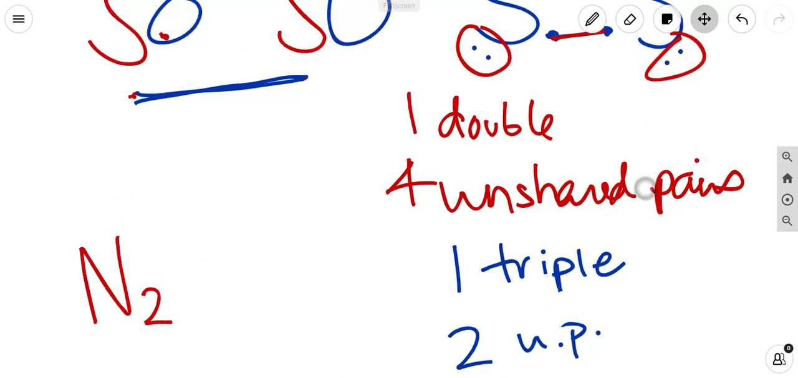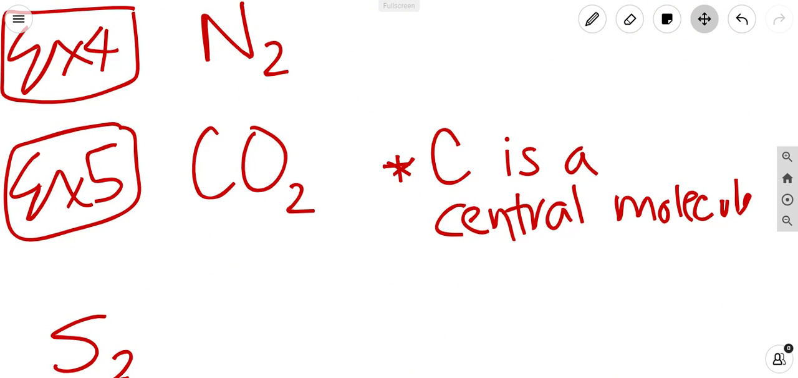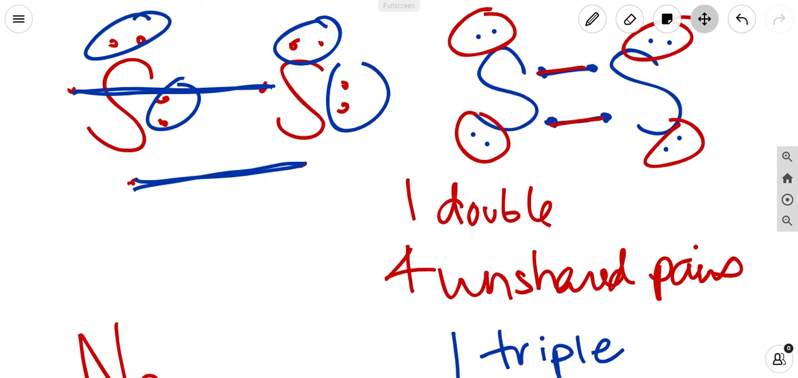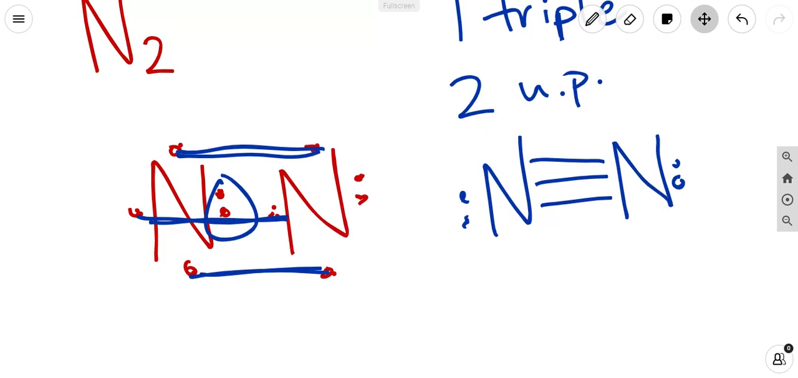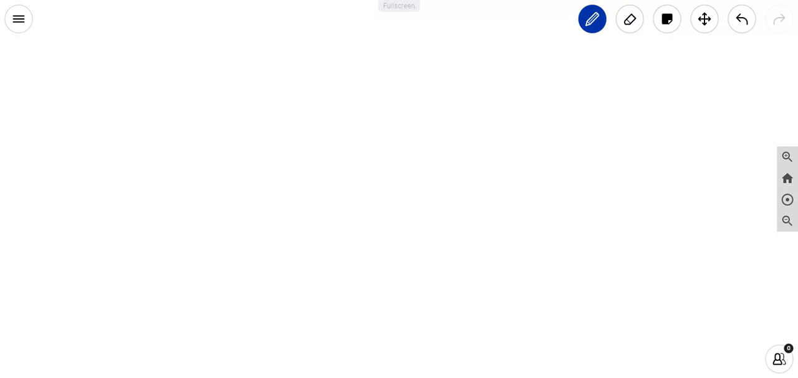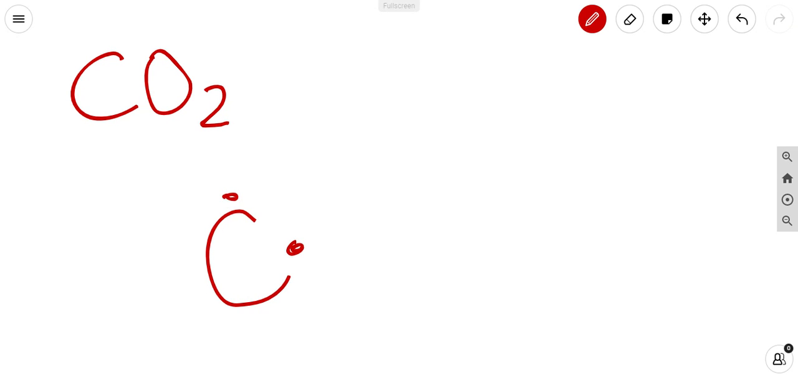All right, so our next one is CO2. Maybe some of you figured this out with the clue that carbon likes to be the central molecule. So we have CO2. All right, so I have 1 carbon, and it has 4 bonding sites. So then I have 2 oxygen. I'm going to draw them up here. And oxygen is in group 16.